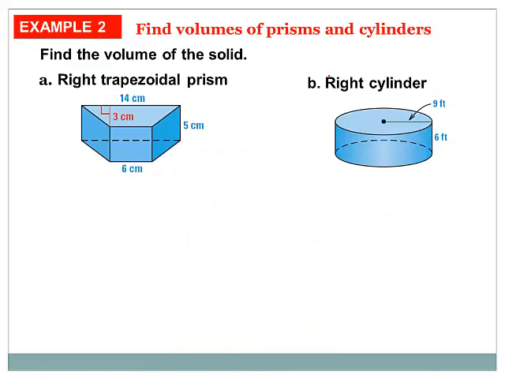Okay, so I have a few things here. It says in A, find the volume of this right trapezoidal prism. So what you have to do is find out what your big B is times your big H. Well, the big B in this case is a trapezoid. They tell us it's a trapezoid.